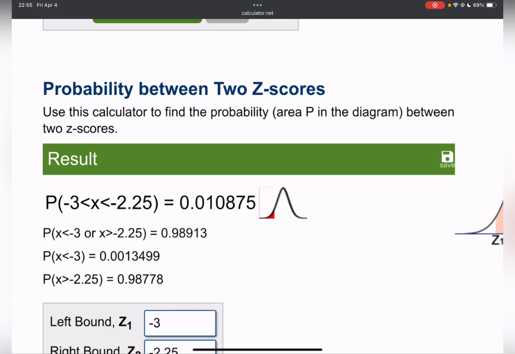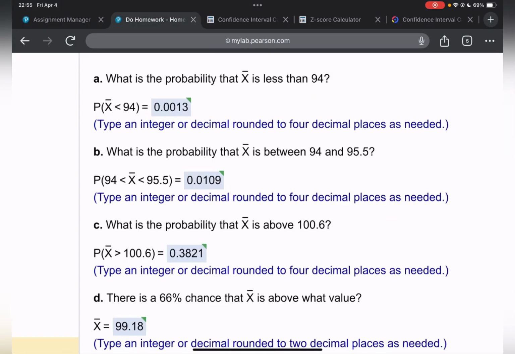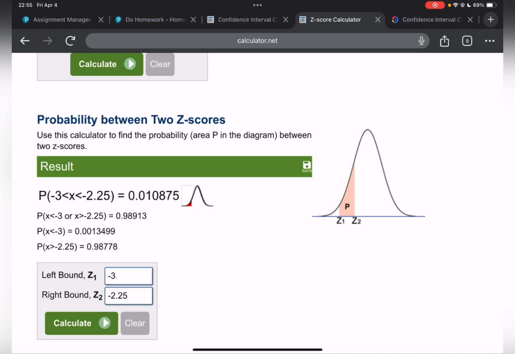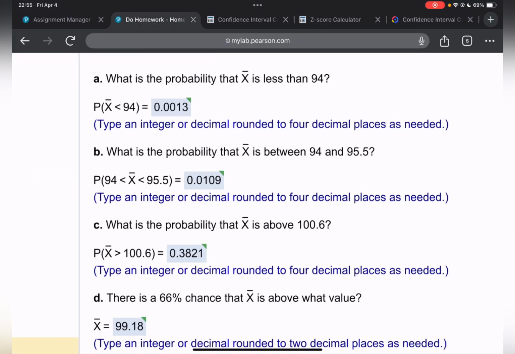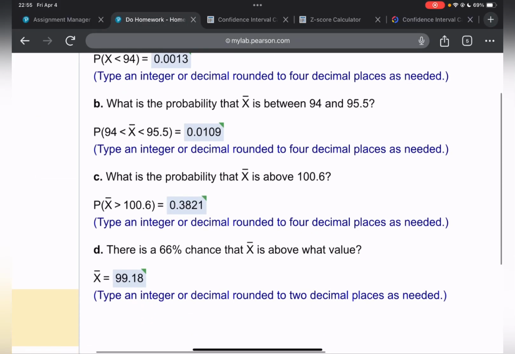0.011. Okay, let's go here. 0.0109. How many decimals? 4 decimals. 1, 2, 3. Okay, if I round to 4 decimals, yes, 0.0109. Okay, at least that one is proper.